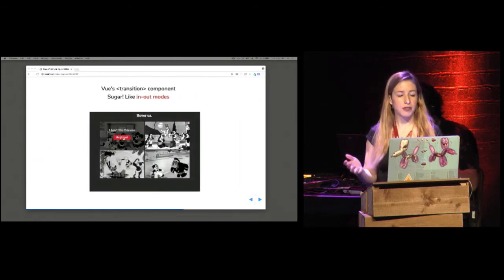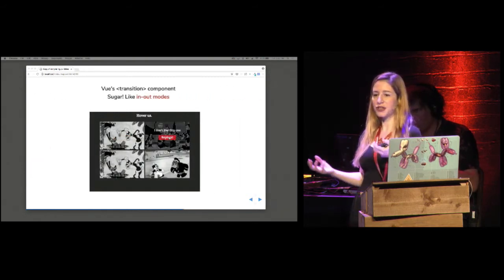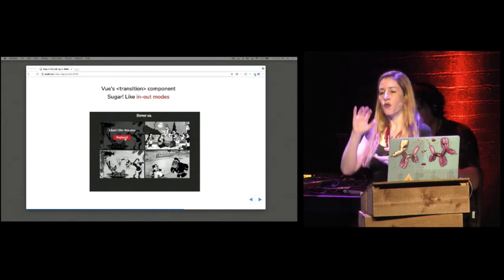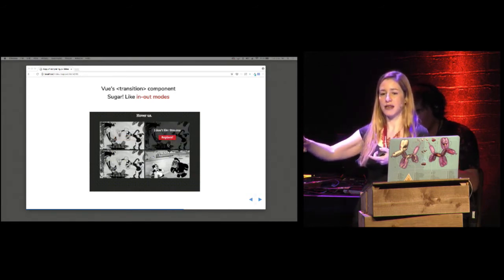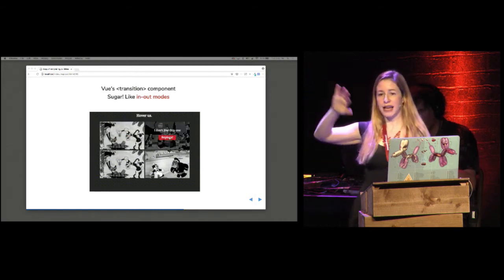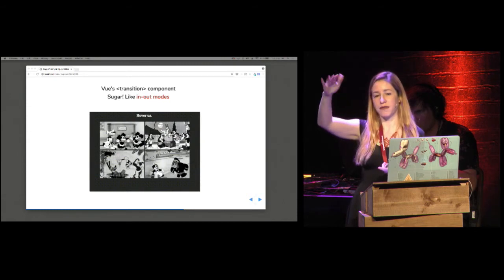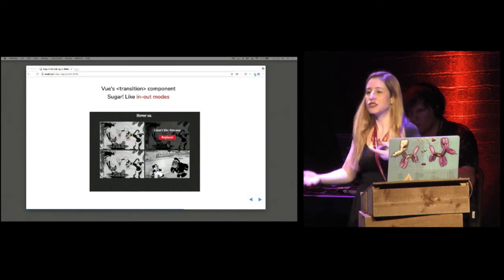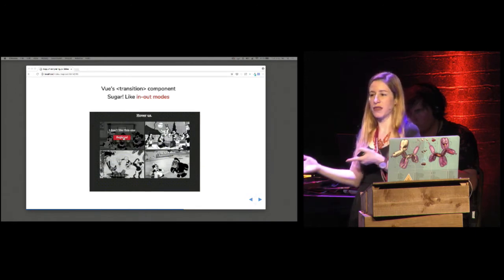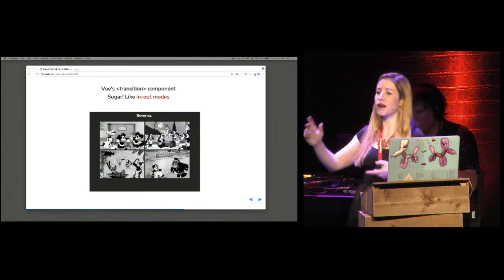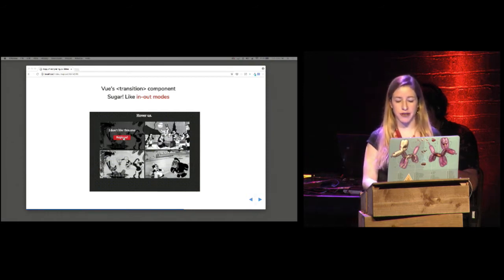And in Vue's transition component, we have these sugary bits like in-out modes. What that allows us to do is say, wait until this one animation is done until you do the next animation. So that flipping card is actually two animations. It's one thing flipping out and the other thing flipping in. That's a common thing to do when you're transitioning something, is to have one thing wait for the other. And all you have to do is add a tiny bit of markup, and it handles those situations for you.